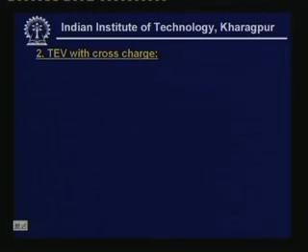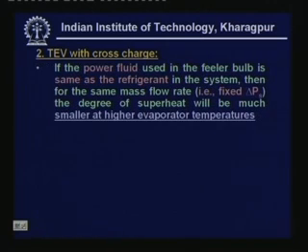So that was the first variation available, and the second variation is what is known as thermostatic expansion valve with cross charge. If the power fluid used in the feeler bulb is the same as the refrigerant in the system, then for the same mass flow rate, that means I fix delta Ps, the degree of superheat will be much smaller at higher evaporator temperatures.